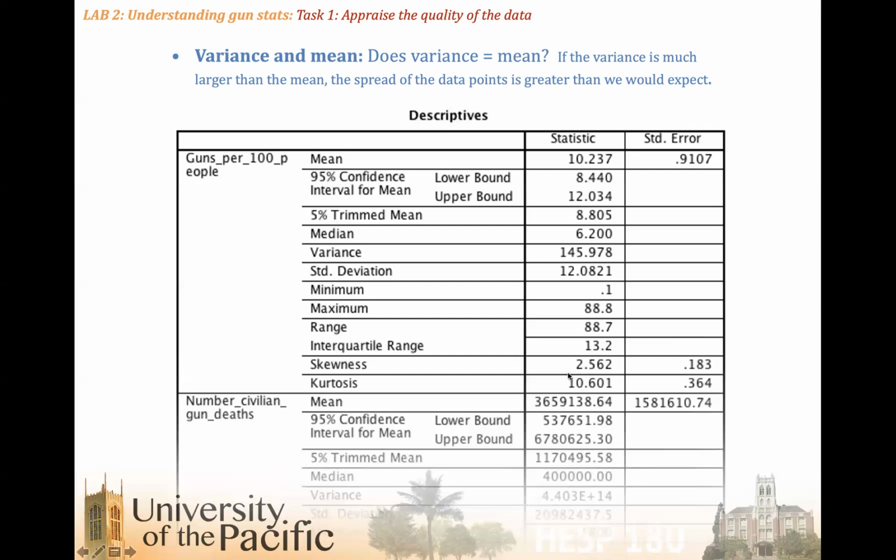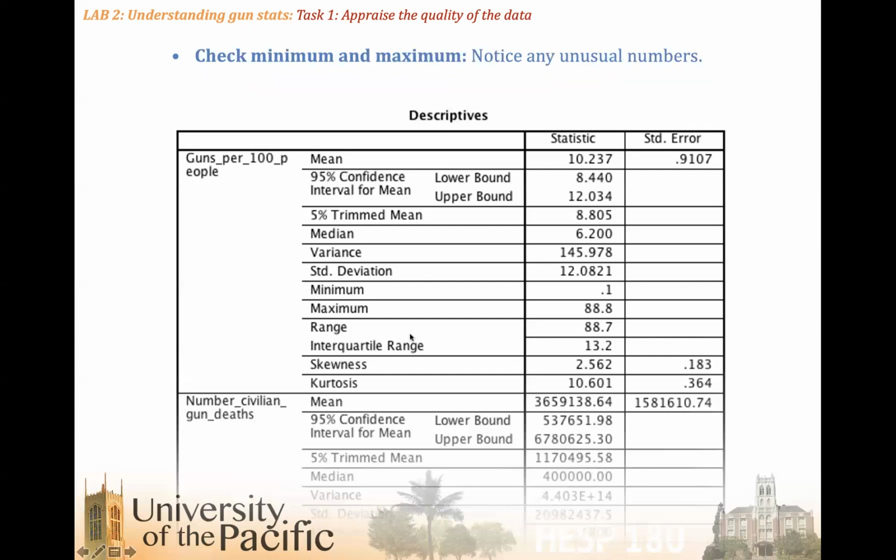There's what's called over dispersion or under dispersion. Over dispersion is exactly what you're seeing here, this ridiculous variance over the mean. If it were the other way around, it would be under dispersion. Often over dispersion is what you're going to encounter. And you can just look at the minimums and maximums.